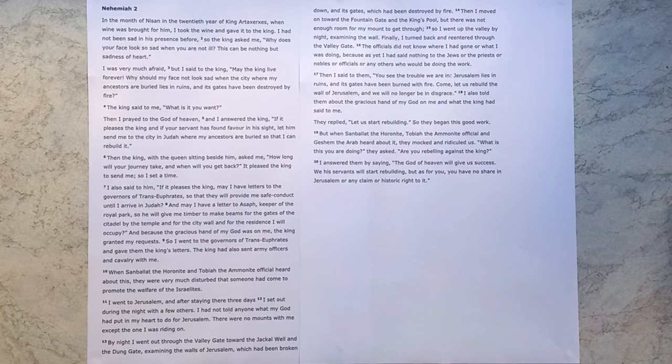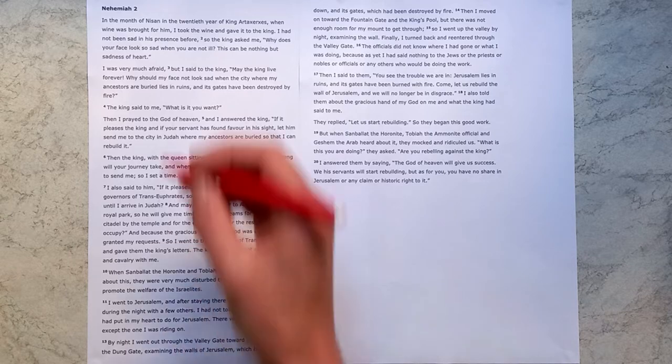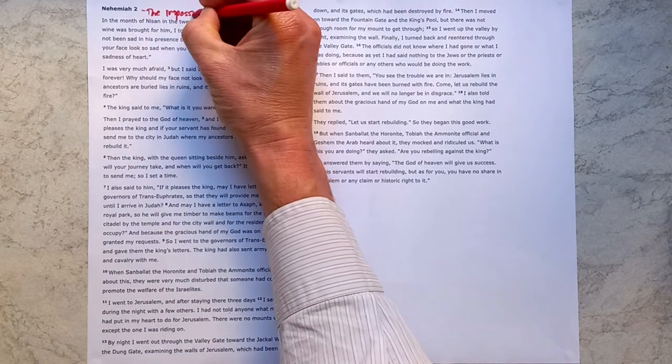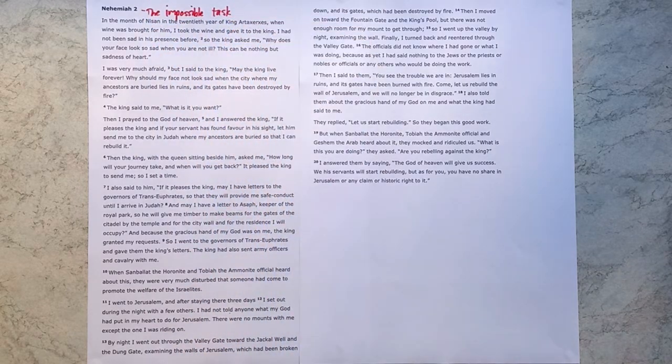Well, we're jumping into the second chapter of the book of Nehemiah, and I called this section The Impossible Task. In this section, we're going to see God achieving many things that, from a human perspective, seem impossible. And the key thing that we notice in this text is that the gracious hand of God is on those who trust Him as they do the impossible task He's called them to do.